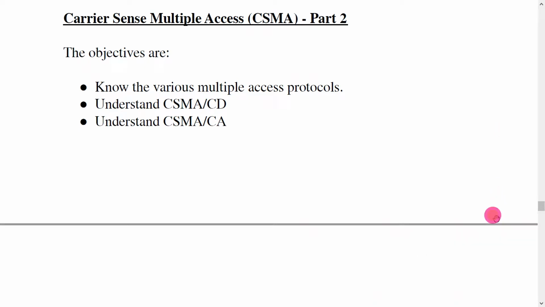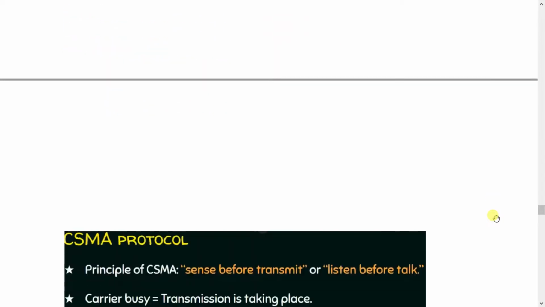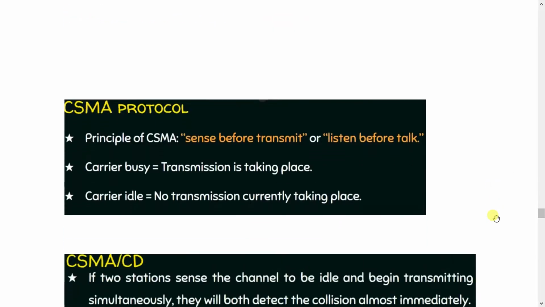So welcome back everyone, welcome back to the second part of the lecture. In this part we will continue talking about carrier sense multiple access, part 2. The objectives here are to know the various multiple access protocols, and understand CSMA with collision detection, and then CSMA with collision avoidance, the details of each one of them.